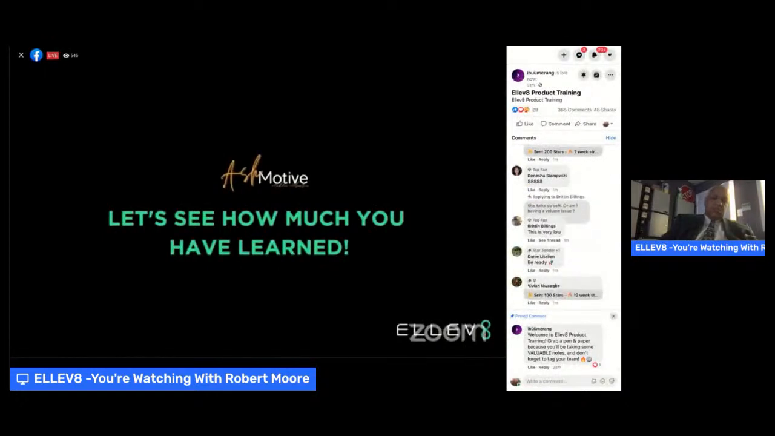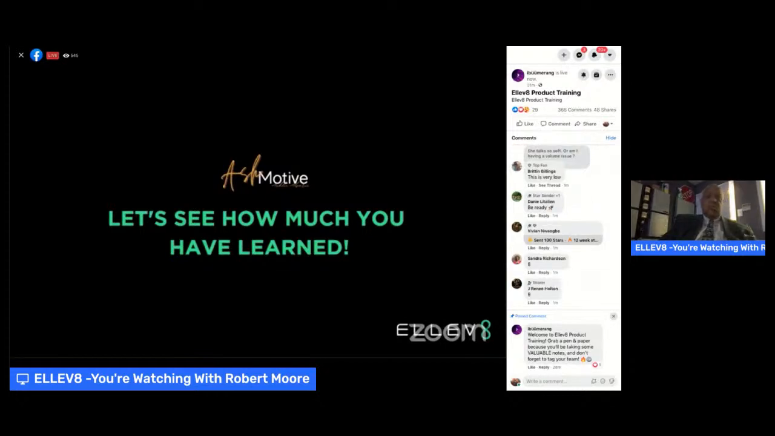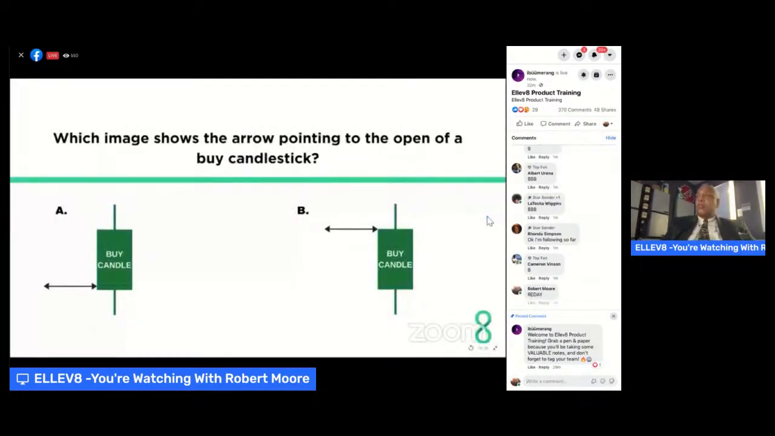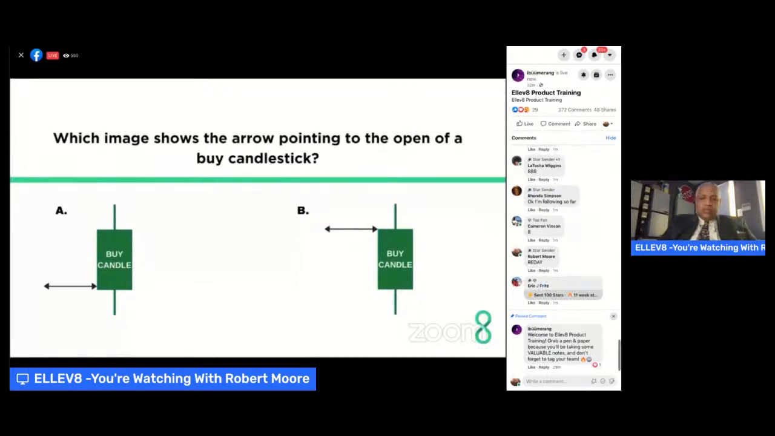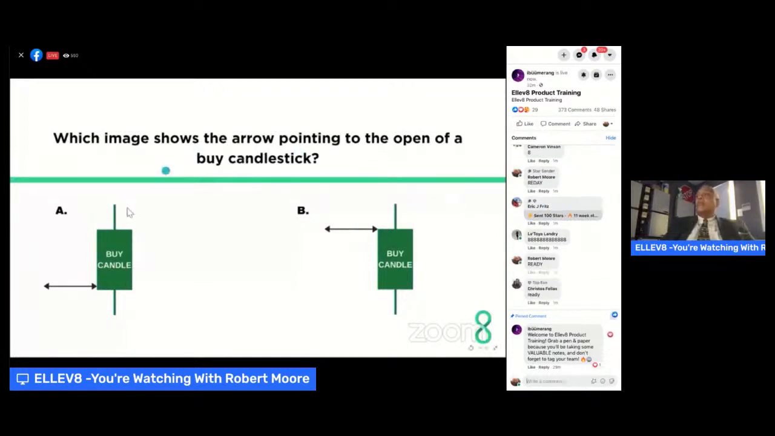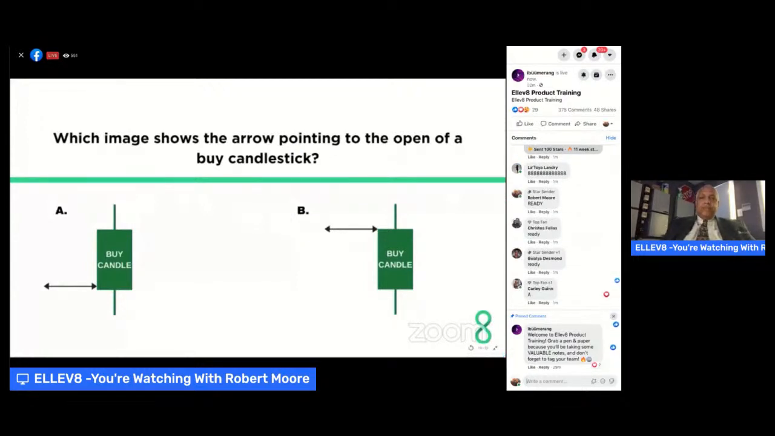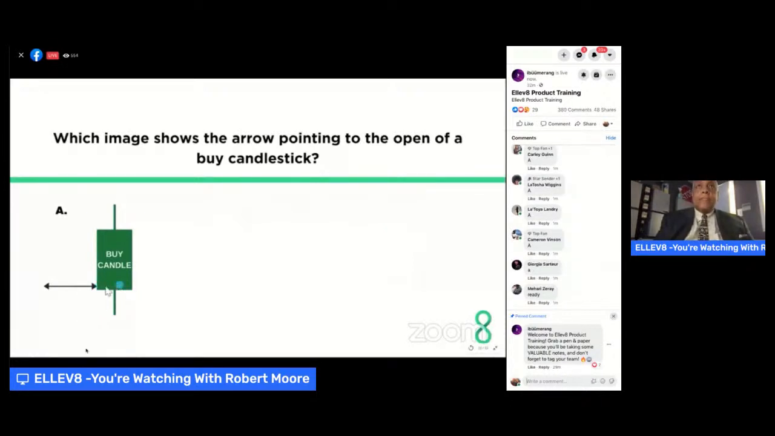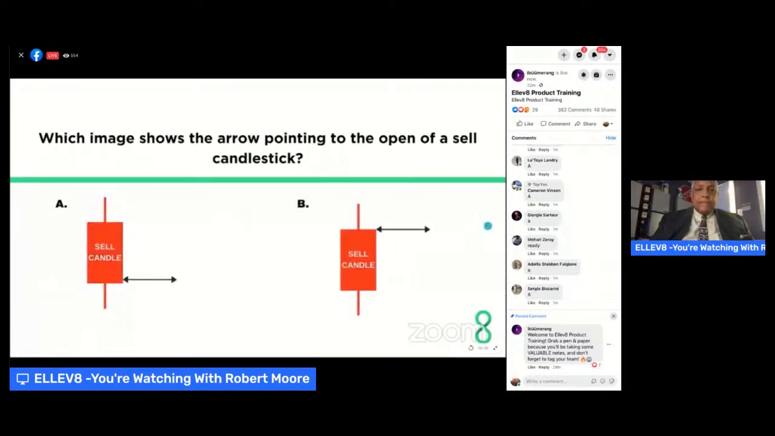Are you ready? Put an 8 in the chat if you're ready. Awesome. Let's get started. Which image shows the arrow pointing to the open of a buy candlestick? A or B? Awesome. So the correct answer is A. Because remember that for a buy candlestick, the opening is at the bottom of the bar. Nice job, guys.